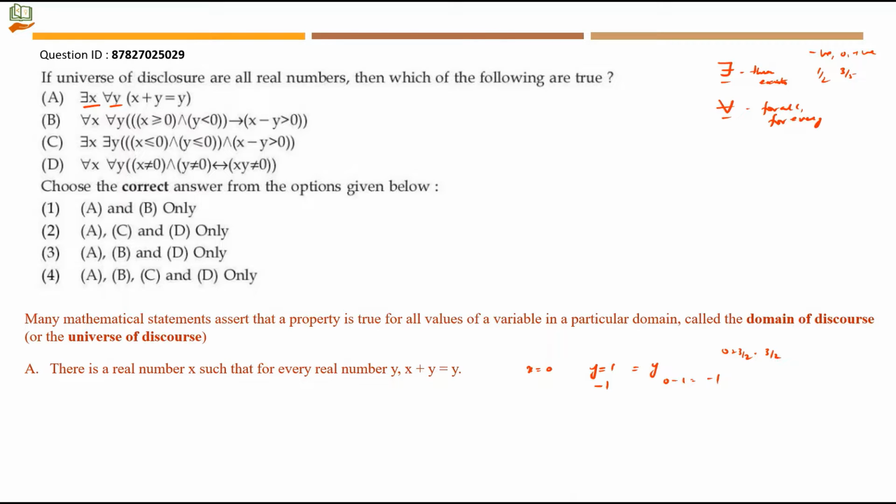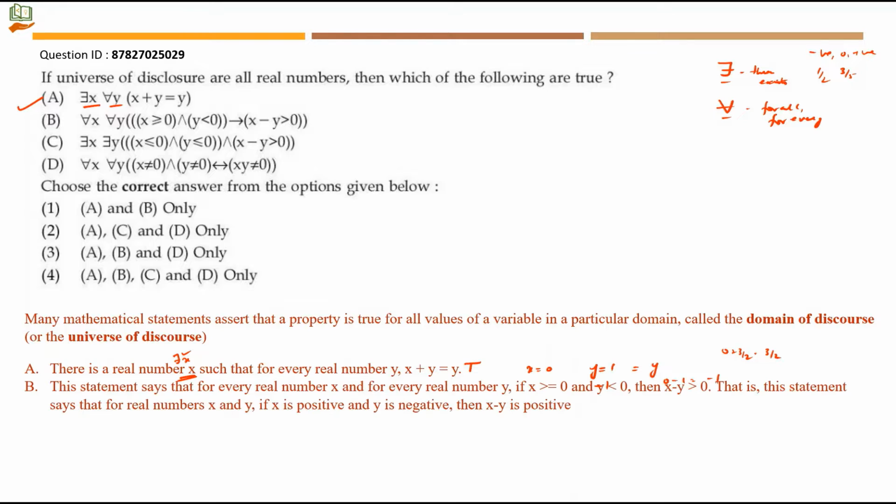Now just apply this to the expression. There is a real number x. It means x can have at least one value. x has a value of 0 in this particular statement. So this there exists a real number is true. When I am applying this x value 0 to any number that is available in the real number set, it will give the value of the same number. So this statement is true. Whenever I add any number to 0, I will get the same number. So I can say that this statement is true. So A is true.